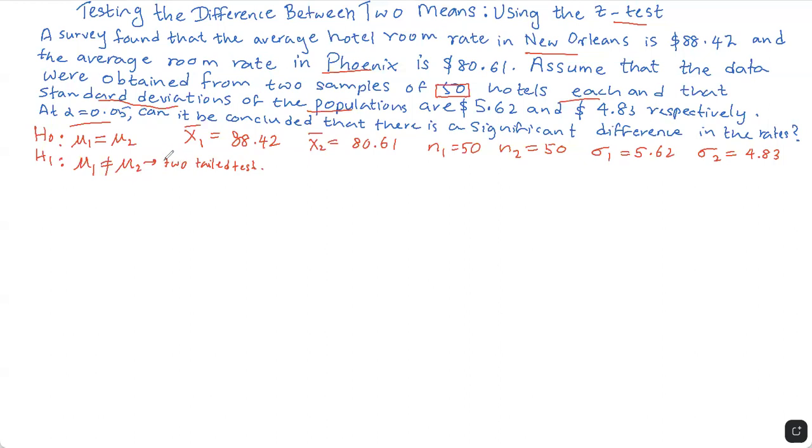Before we do the testing, we should confirm the assumptions, right? There are two assumptions. One is the samples must be independent of each other. That means there is no relationship between the subjects in each sample, as we are considering two samples from different areas. So these two samples are independent. So the first assumption is satisfied in this case.